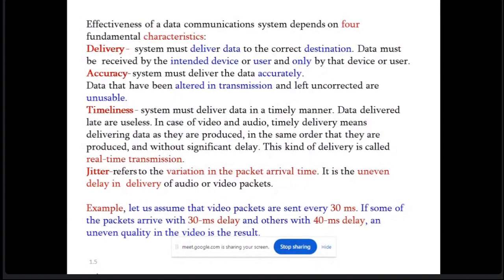So these are the effectiveness. The four fundamental characteristics should be followed by the data communication system. So one is delivery, second one is accuracy, third one is timeliness, fourth one is jitter.